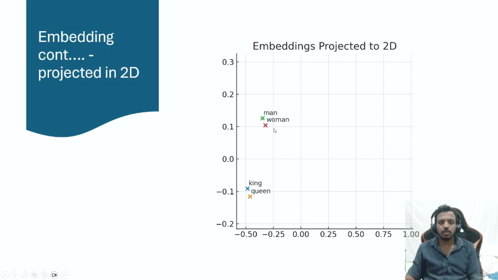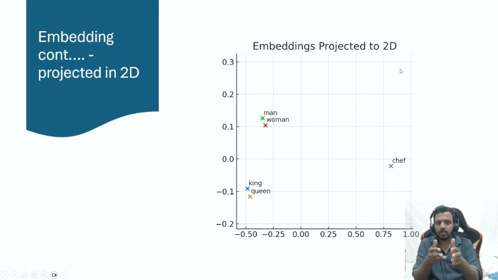So here, in 2 dimensions, I can plot it like this. Woman is here, man is here, king is here, queen is here. This is just for demonstration purposes, that once I have a vector, I can plot it in 2 dimensions or any dimension. But for visualization, I kept 2 dimensions. Let me give you one example. King is here, man is here, woman is here. But queen is here. So do you think that's correct?